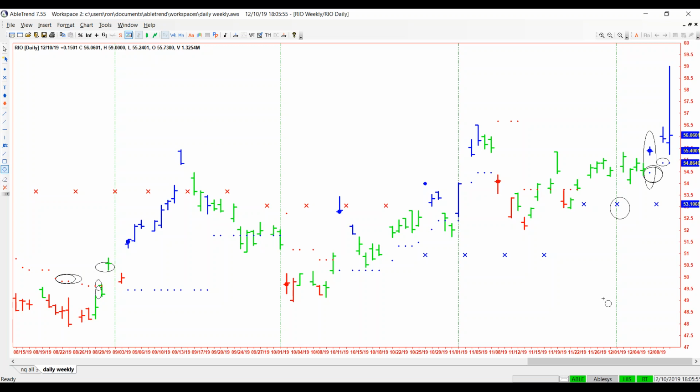You only have $1.50 at risk on a $56 stock. That's like 2%. That's a really low risk trade. So we love those low risk trades when the odds are stacked in our favor. So Rio, this is one you might want to keep an eye on for a stock trade. And I picked this up on Wintick.